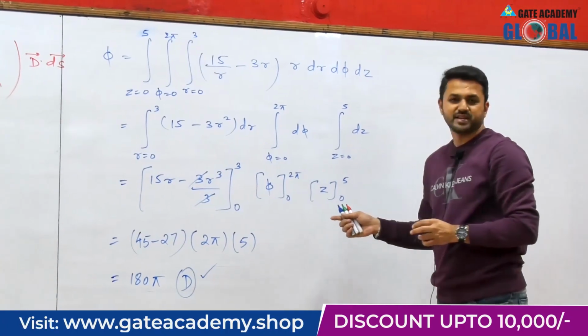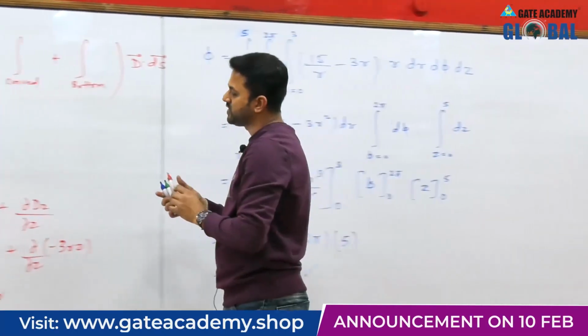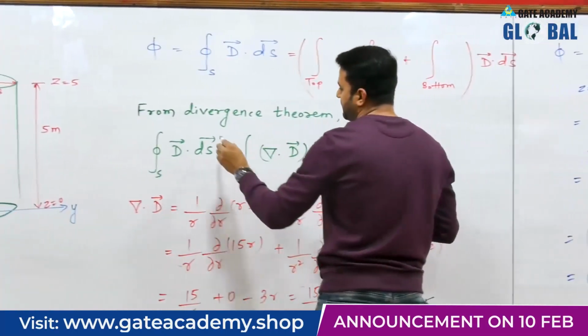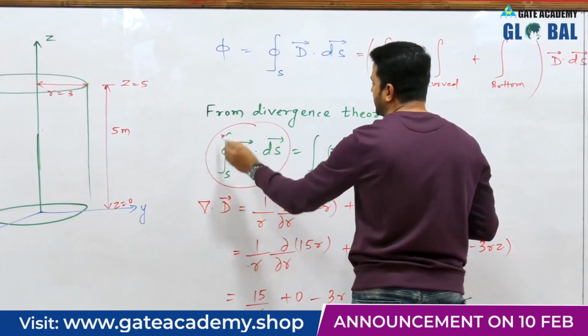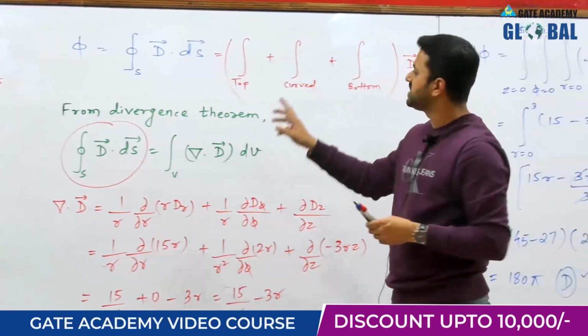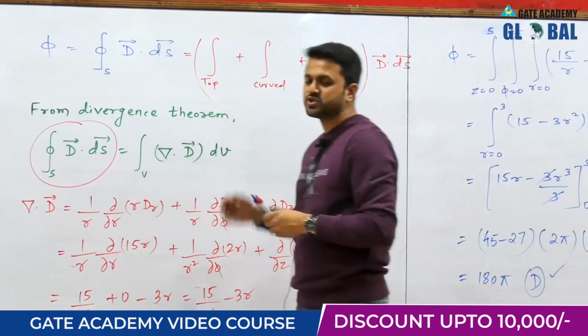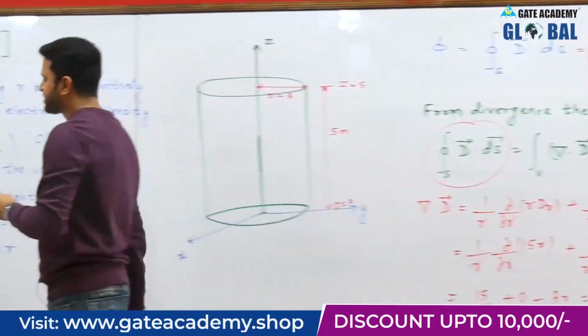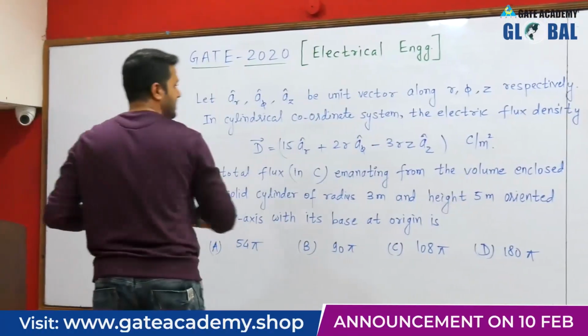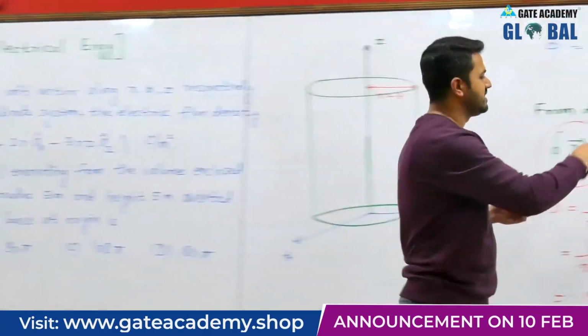Now this is one method to solve it, by calculating the divergence of D dv. If I want to solve using the other method, calculating D dot dS for the different surfaces, what should be the approach? Okay, so let's try to solve this by the second method.